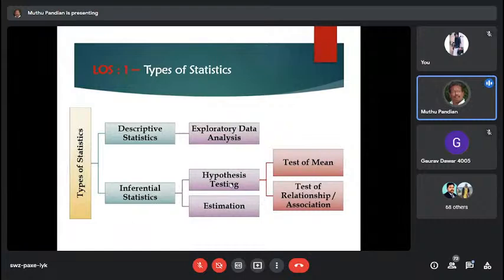For example, here is a very simple logic for sampling. If you are suffering from a certain virus, what do they do? They take some blood drops from your body and test whether that particular virus is present in your blood drop. Then they may conclude that your entire body is infected by that particular virus. This is an example of sampling.